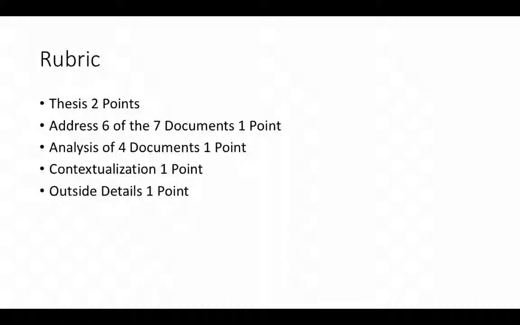So for the rubric, again, I have to apologize. We don't know what the rubric is going to be because it will not be released until August. But the old rubric looks something like this. Thesis is 2 points: 1 point for the thesis, 1 point for the coherency of the argument. Address 6 of the 7 documents, you get a point. For me, of course, I demanded my students do all 7. Analysis of 4 documents, they get a point. Again, they have to analyze all 7 in my class. Contextualization is a point, and outside details is a point.